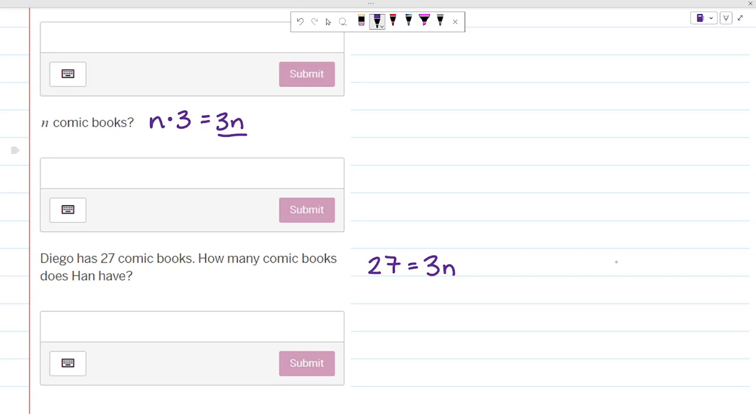So now, how do we figure out how many comic books Han has? Well, we have 3 groups of n on the right side, so why don't we just try to split both sides into 3 equal groups? Which is to say we could divide by 3 on both sides. So divide by 3 on both sides.